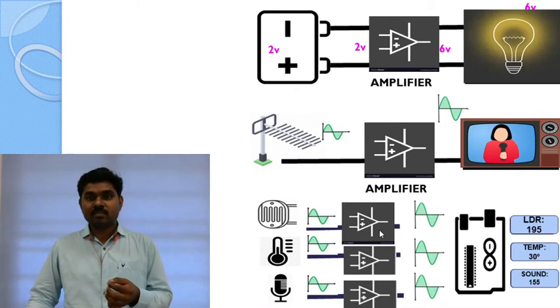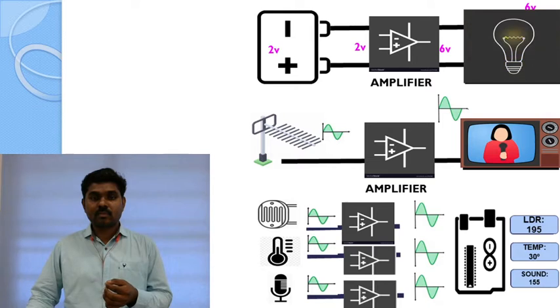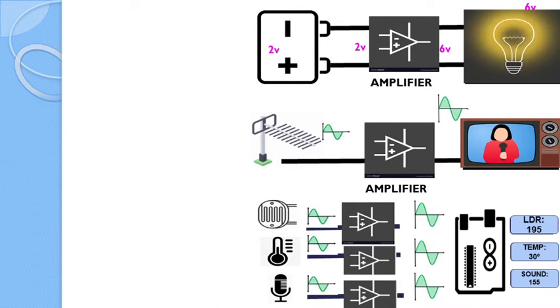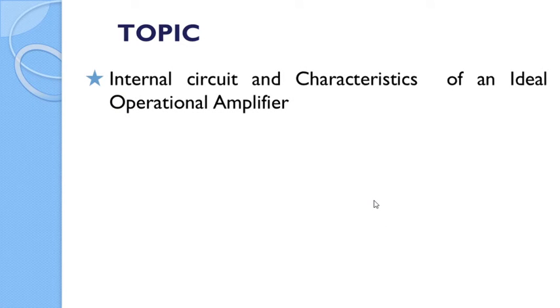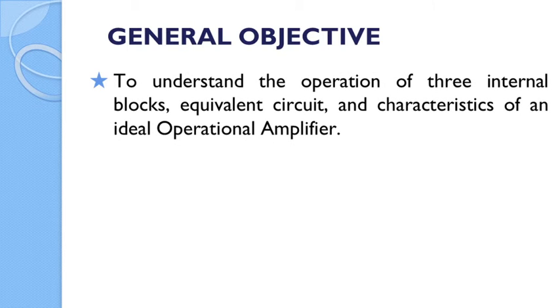Next we jump into the topic. So we are going to study the internal circuit of an operational amplifier and characteristics of an operational amplifier. By the end of this session, students will be able to draw the equivalent circuit of an operational amplifier, and compare the ideal and practical characteristics of an operational amplifier.